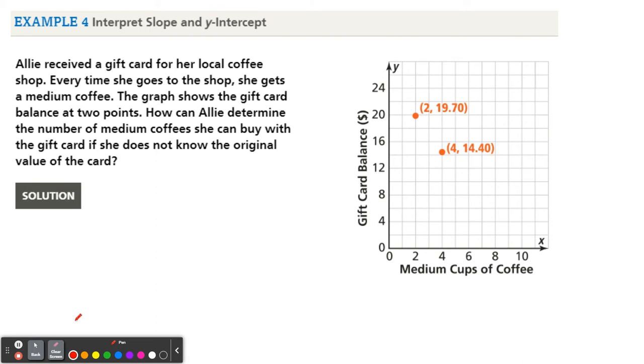It says that Allie received a gift card for her local coffee shop. Every time she goes to the shop, she gets a medium coffee. The graph shows the gift card balance at 2 points. How can Allie determine the number of medium coffees she can buy with the gift card if she does not know the original value of the card?